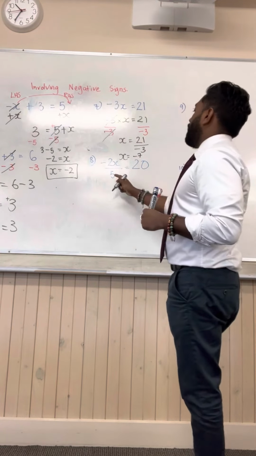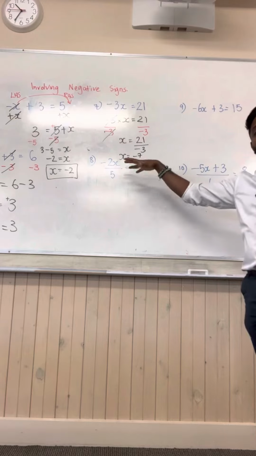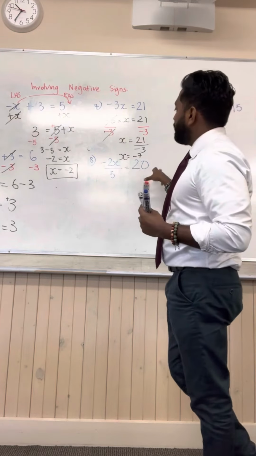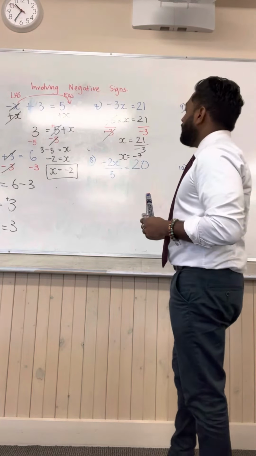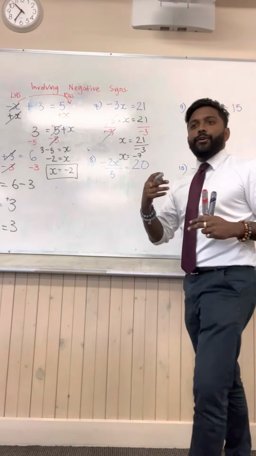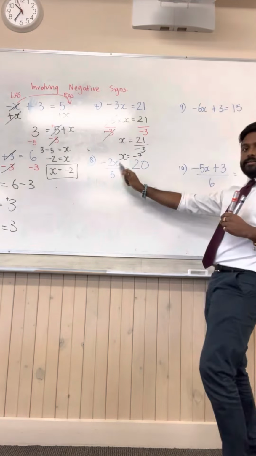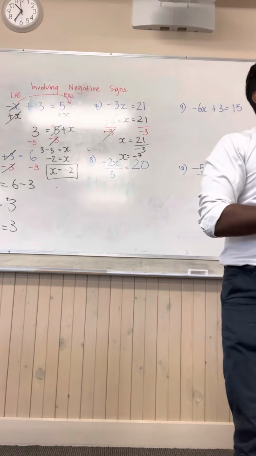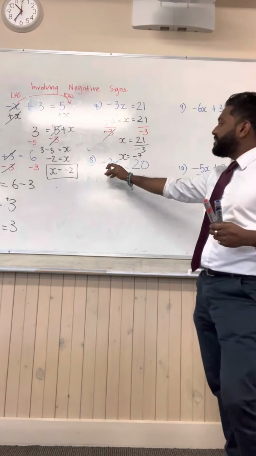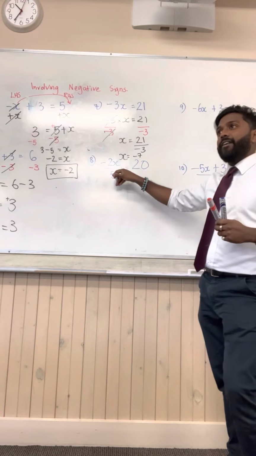Negative 2x over 5 is equal to 20. So it's going on through difficult questions that involve fractions. What do you need to get rid of? What are the two things that are annoying the unknown? The unknown is the x. What are the two things that are frustrating it? It's actually the negative 2 and the 5.